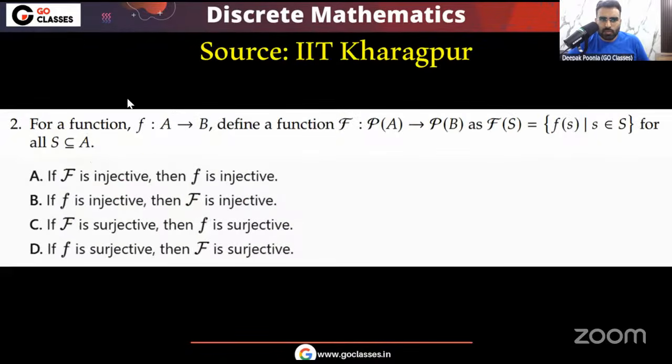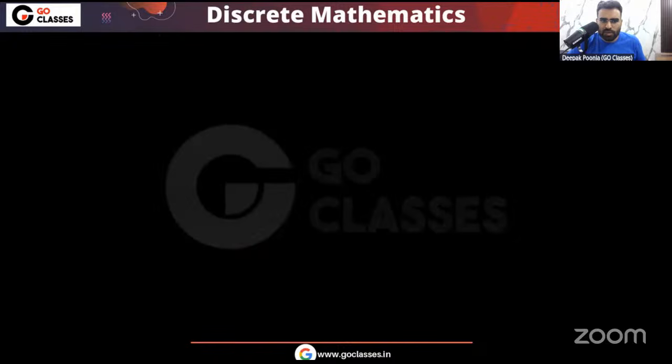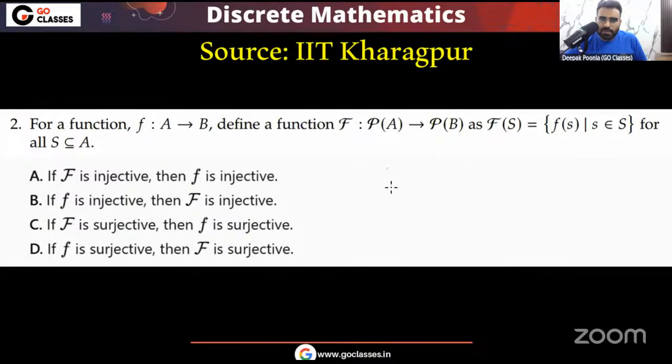We have a function small f and we have a function capital F. Now, I don't want you to be confused between small f and capital F. So let me do one thing: let me call this capital F, G. Let's assume that this capital F is G. Small f is small f, and this capital F, let me assume, is G.